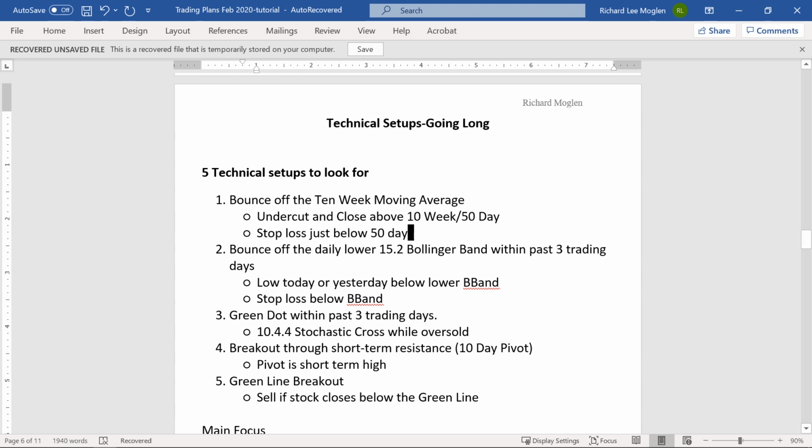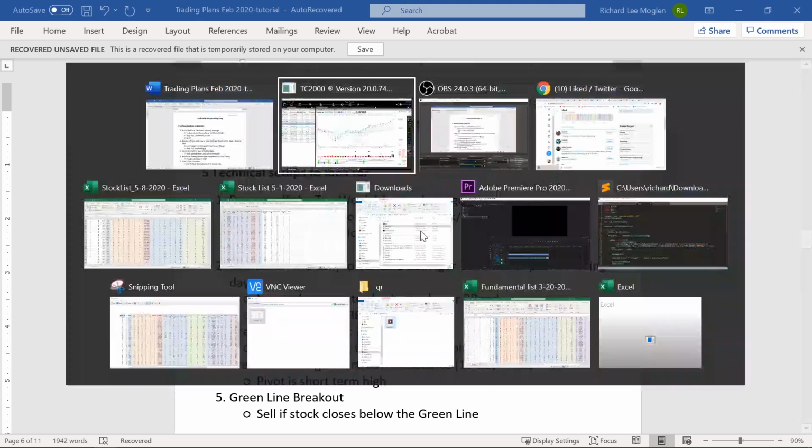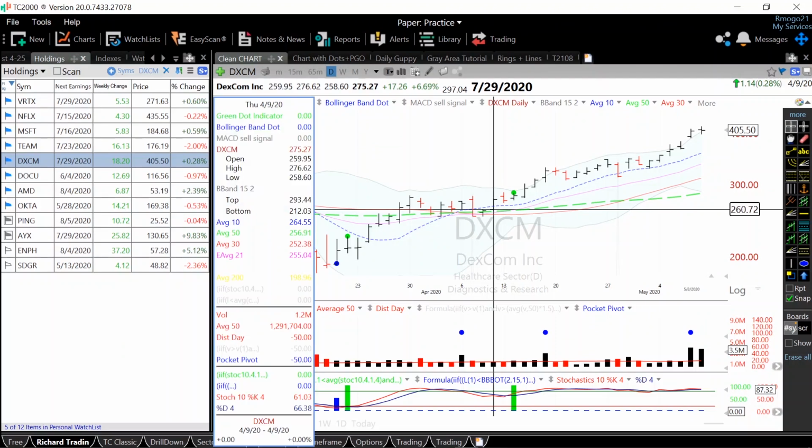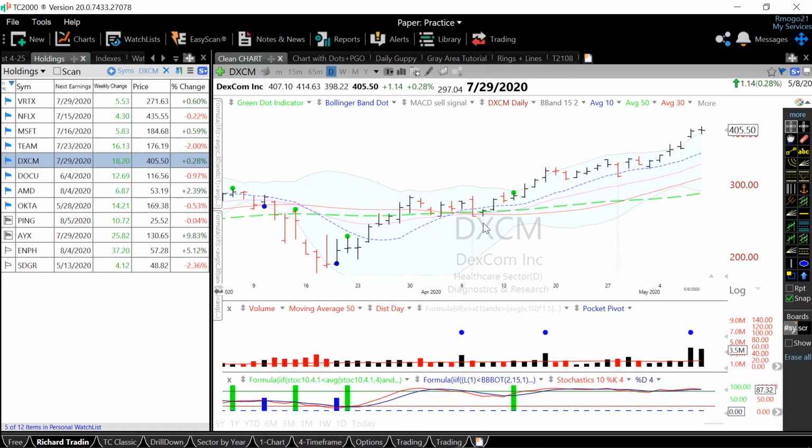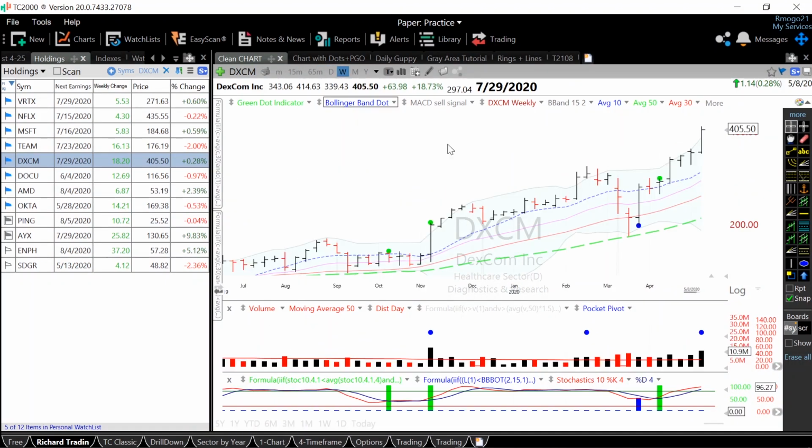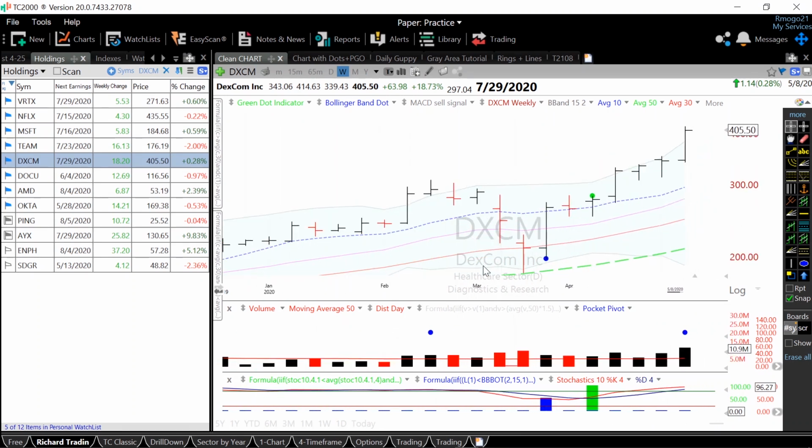So for this one, we're going to be talking about Dexcom, which I actually bought using this setup way back on the 9th of April. And first, taking a look at the weekly chart, you can see that it had the big dip. It was forming this handle. It was really tight. And then it started above the 10-week moving average, which is this blue dotted line right here. It undercut it and then finished strong right above it with a positive reversal. So this is exactly the type of weekly pattern that I want to buy using this setup.